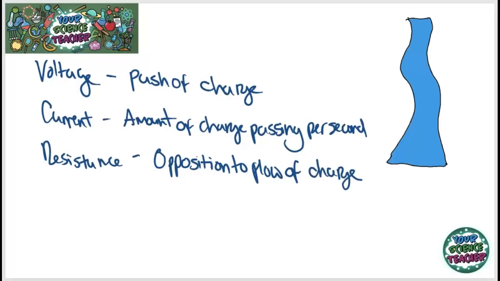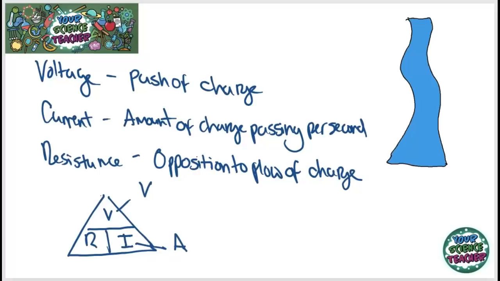And there are also some key equations you need to know to link these. For example, the first one is the Ohm's law equation. Ohm's law is that resistance equals voltage divided by current. Now, voltage is measured in volts, current is measured in amps, and resistance is measured in a weird symbol called ohms.